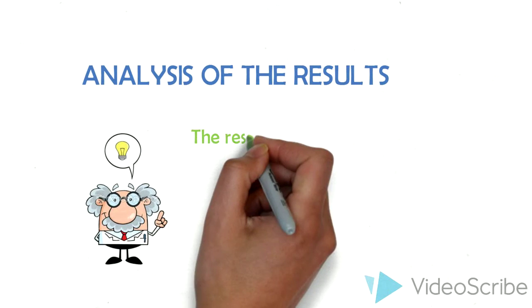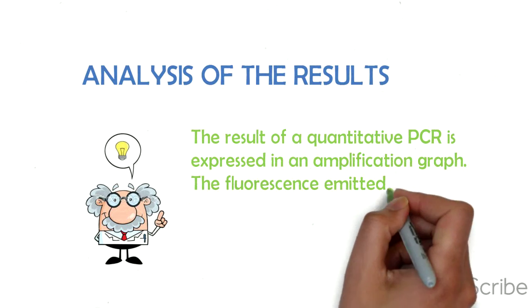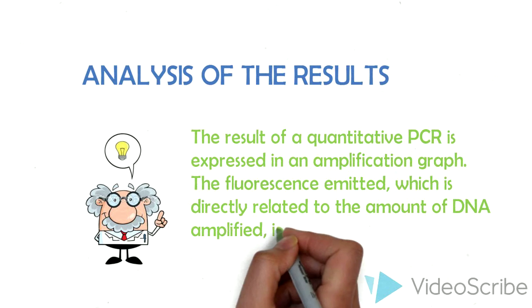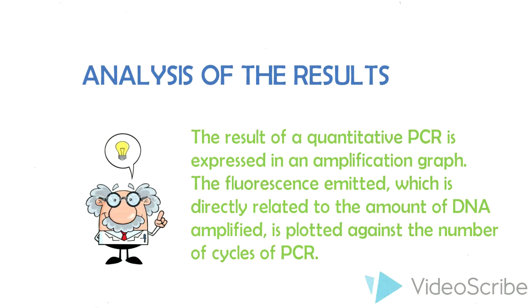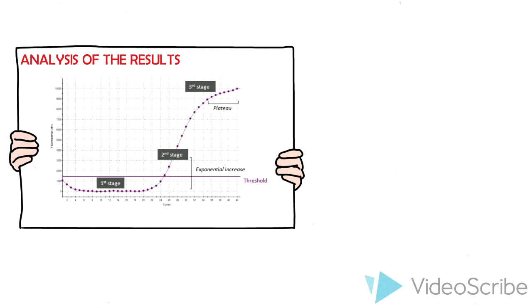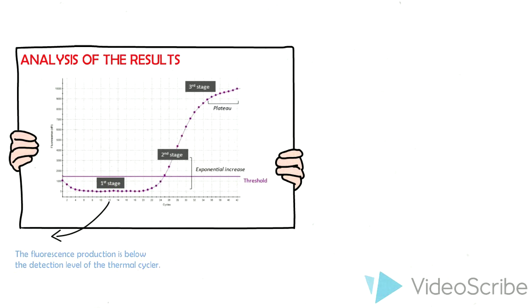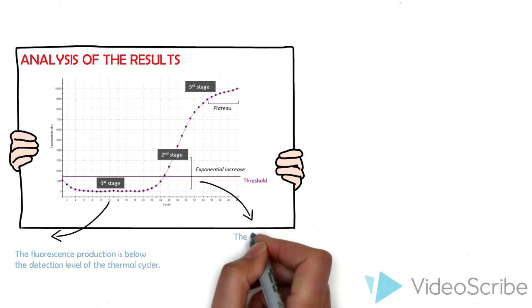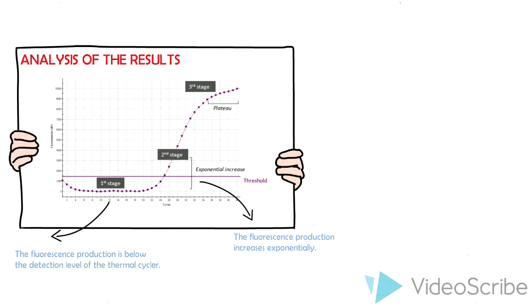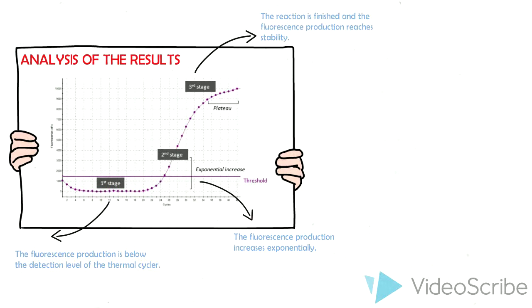Analysis of results. The result of a quantitative PCR is expressed in an amplification graph. The fluorescence emitted, which is directly related to the amount of DNA amplified, is plotted against the number of cycles of PCR. The amplification curve obtained consists of: initial phase, the fluorescence production is below the detection level of the thermal cycler. Second phase, the fluorescence production increases exponentially. Third phase, the reaction is finished and the fluorescence production reaches stability.